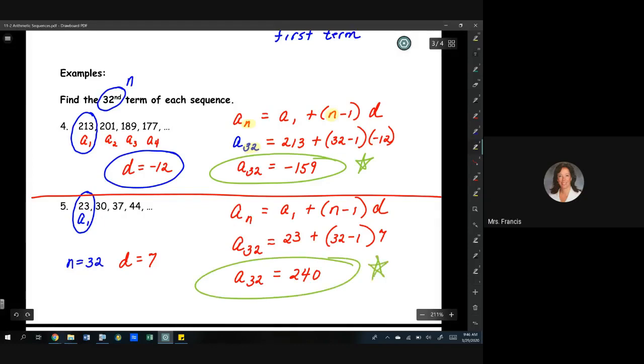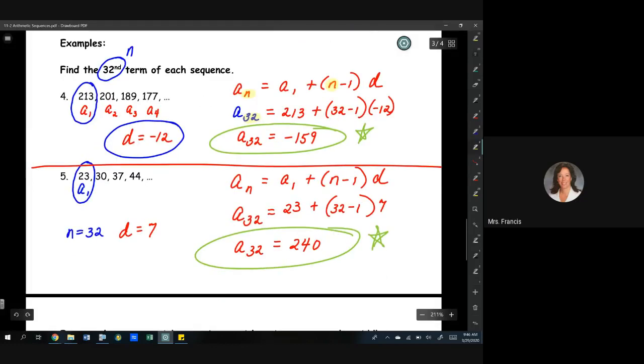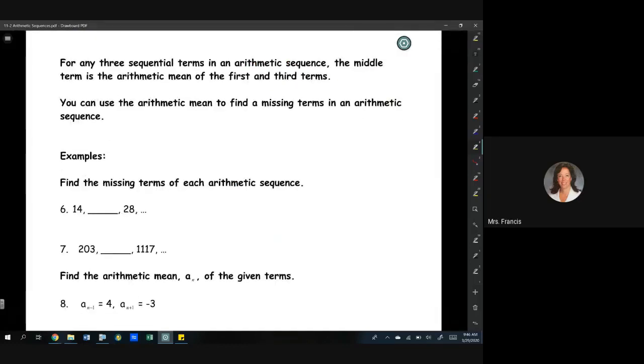All right, last page here. Excuse me. So for any 3 sequential terms in an arithmetic sequence, the middle term is the arithmetic mean. So you can use the mean to find a missing term if we're told, and this is important, that it's an arithmetic sequence. If we know that, we can just take the average of the 2 numbers given to find the middle number. So we're going to do 14 plus 28 divided by 2, which in this case is 21.